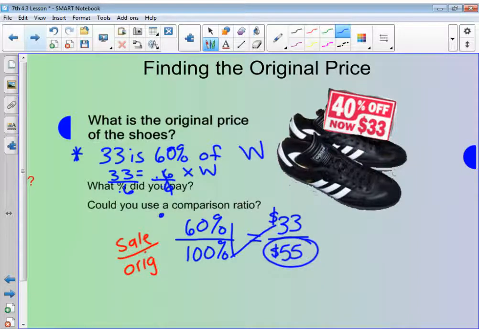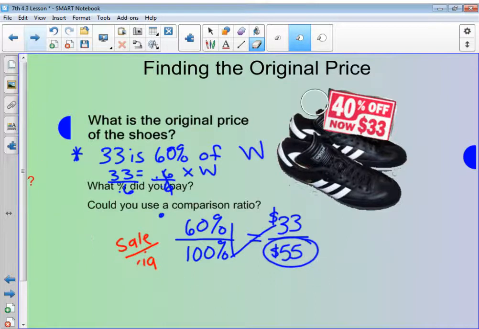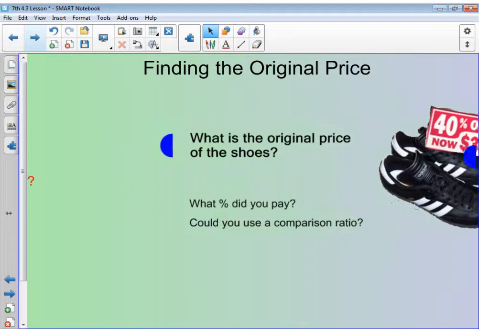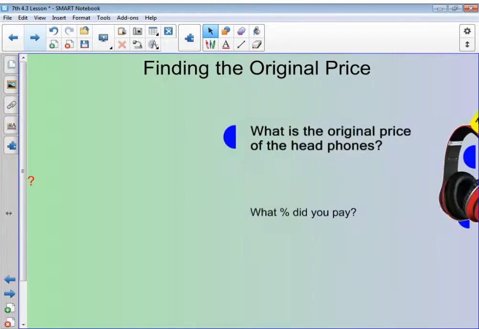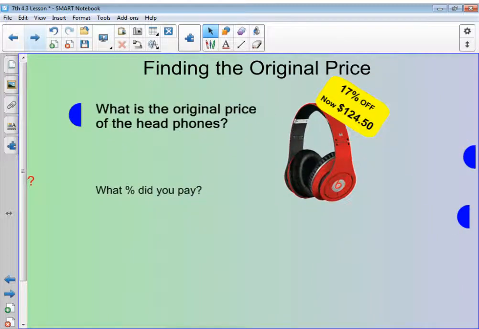You just have to remember, you have to find what your percent was that you paid. And we've done that on every single step. Okay, every single one that we've done. Okay, so let's go ahead and try another one. Okay, so we have a pair of headphones. What is the original price of the headphones?